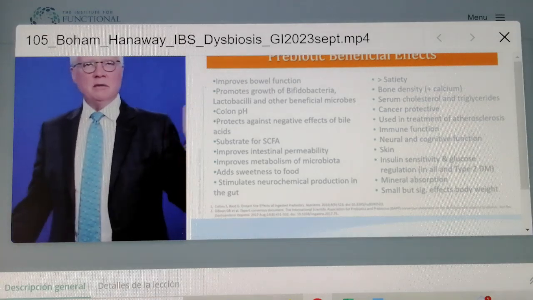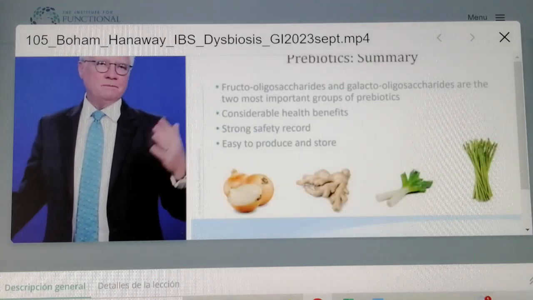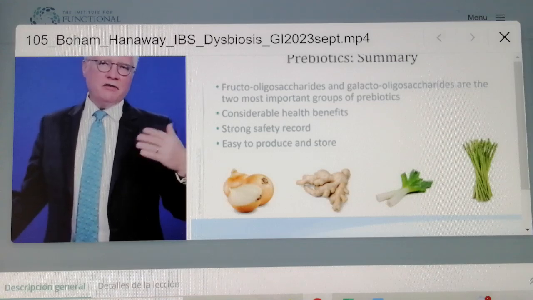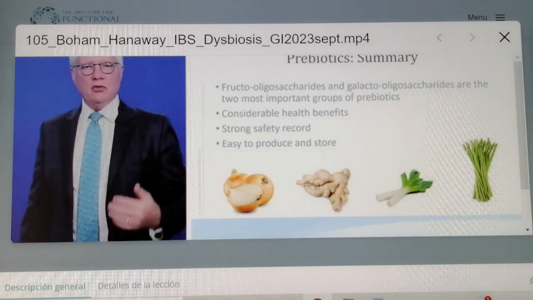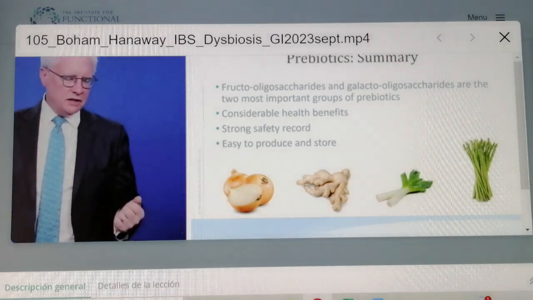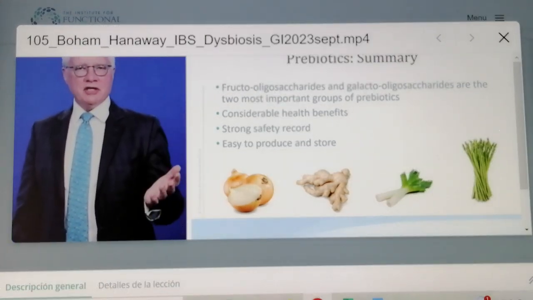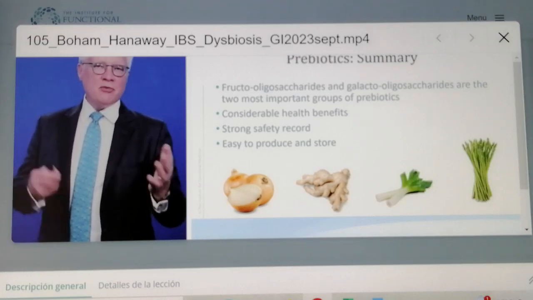So we see that the benefits of prebiotics are myriad here, and they're the fructooligosaccharides, galactooligosaccharides, xylo-oligosaccharides. As I said, acacia root, partially hydrogenated guar gum. There's a number of different agents.